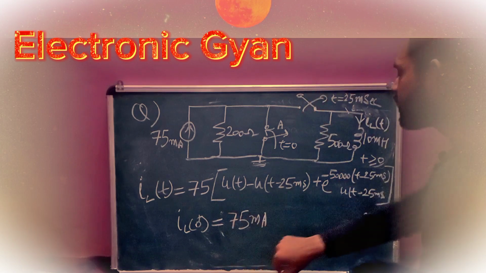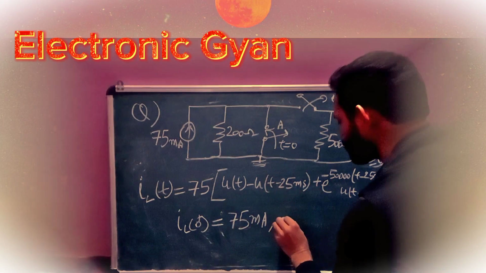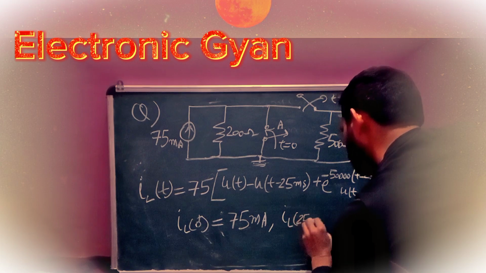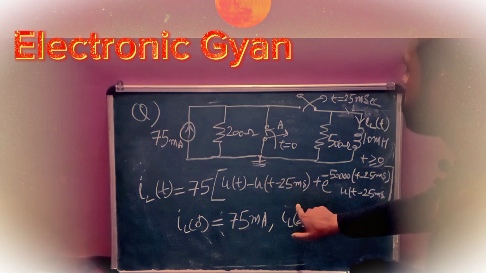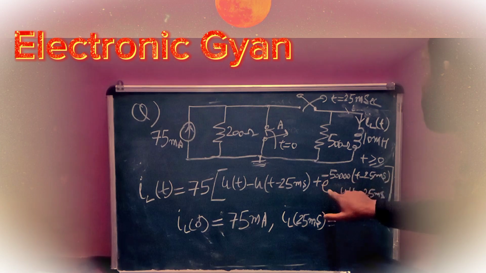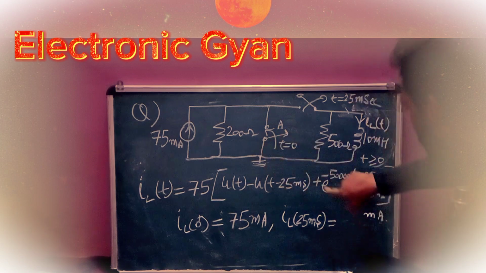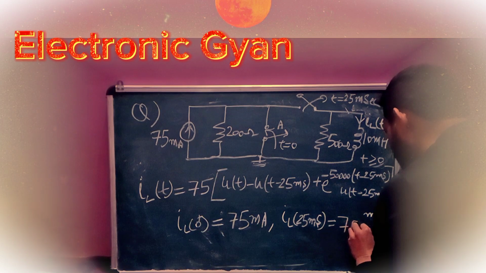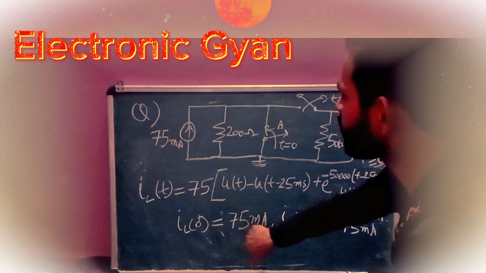Let's see my current at t equal to 25 millisecond. What is IL of 25 millisecond? Put 25 millisecond here, this is u of 0, and here this becomes 1, and this becomes u of 0. This is positive, this is negative, this is positive, this again gets cancelled out, and I am left with 75 milliampere. Yes or no? 75 milliampere. Yes, this also we have proved.